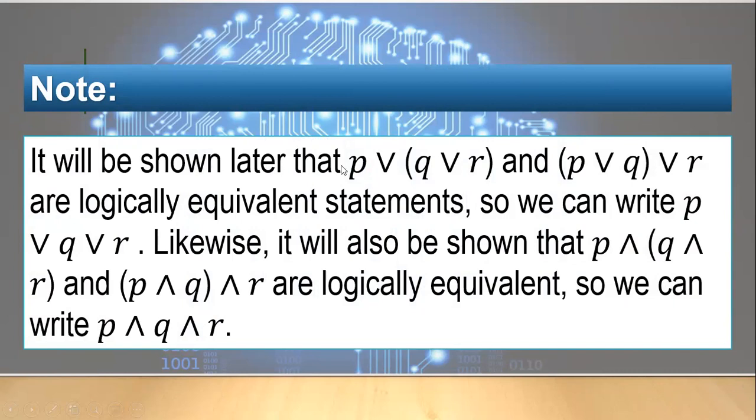So we have a note. It will be shown later that (P or Q) or R and P or (Q or R) are logically equivalent statements. Okay, ang nagkapalit lang is yung parentheses. So we can write P or Q or R. It will also be shown that (P and Q) and R and P and (Q and R) are logically equivalent. So we can write P and Q and R, or we can simply omit or remove the parentheses. Okay? So parehas lang yon, kahit i-group natin yung dalawa lang muna.